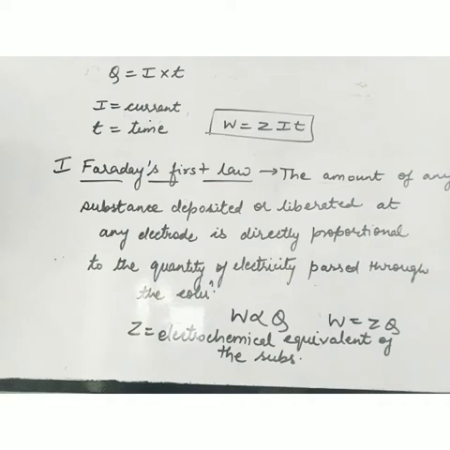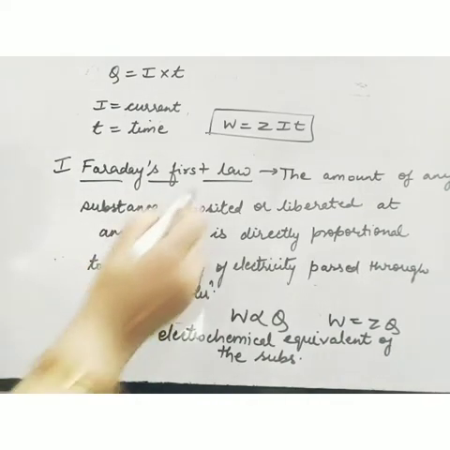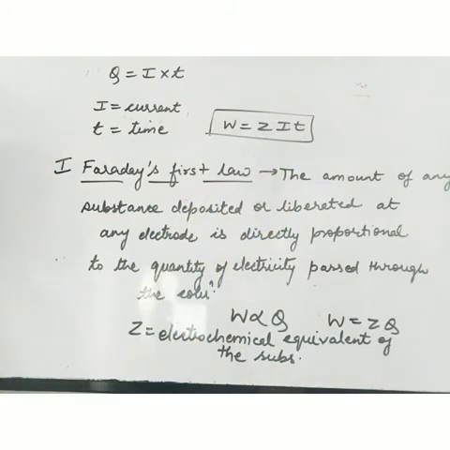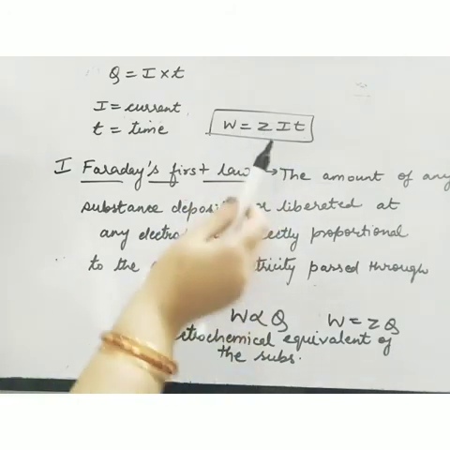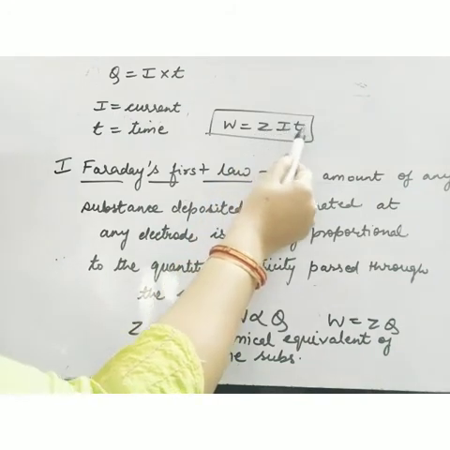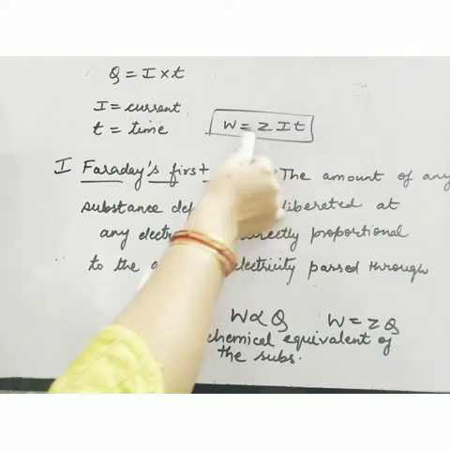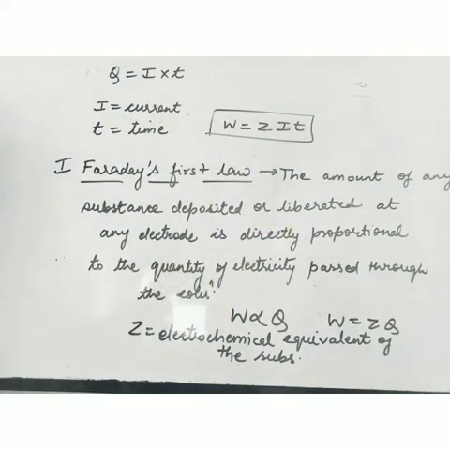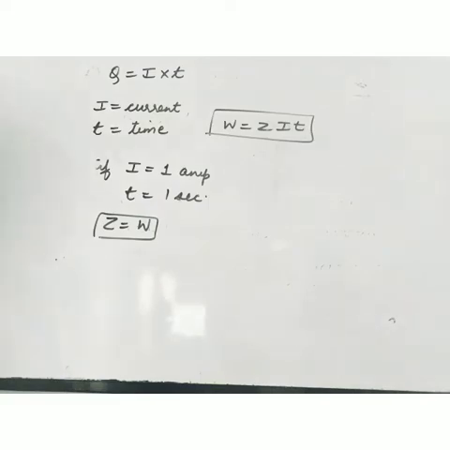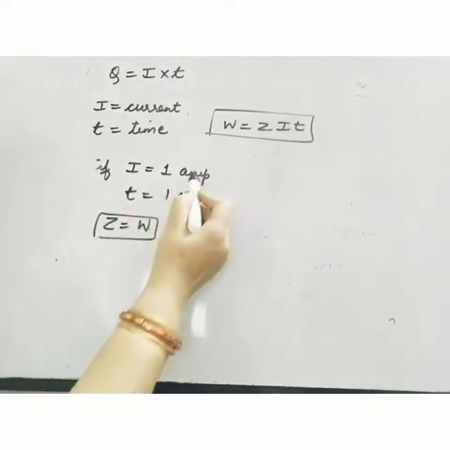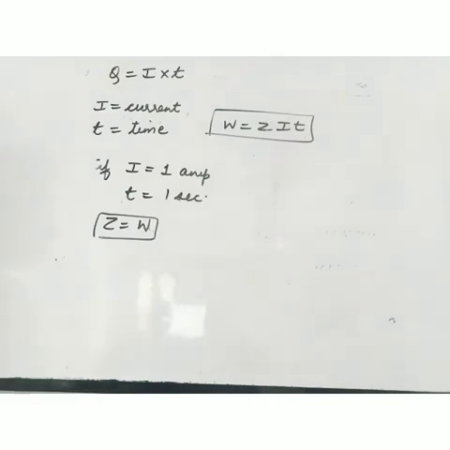Sometimes the question comes: how will you define electrochemical equivalent? That means, define this Z. In order to define any constant, what do we do? We keep the other things 1. Suppose I want to define this Z, I will keep I equal to 1 and T equal to 1. So what will happen? Z will be equal to W. So how will you define Z? The weight of substance produced when 1 ampere is passed for 1 second. When you pass 1 ampere current for 1 second through a solution, whatever W comes, that W will be equal to Z.